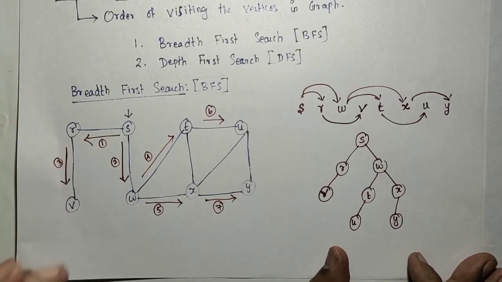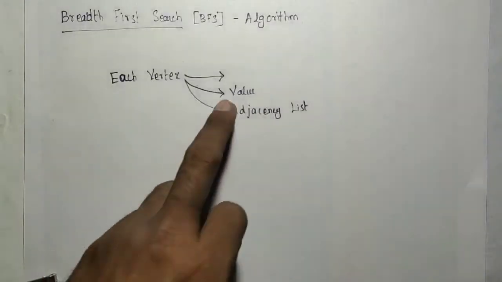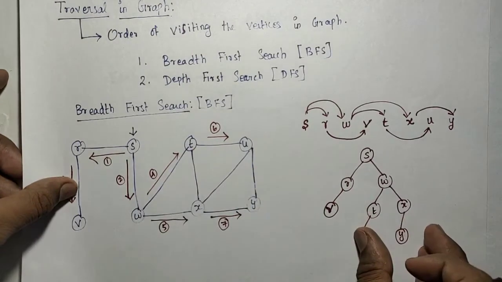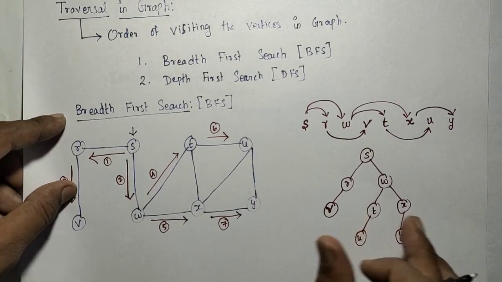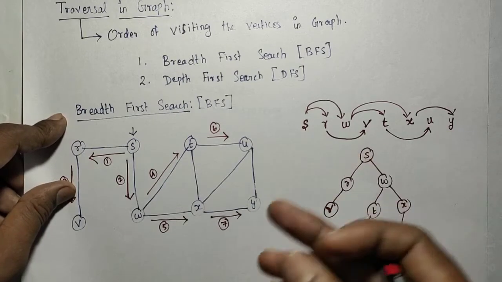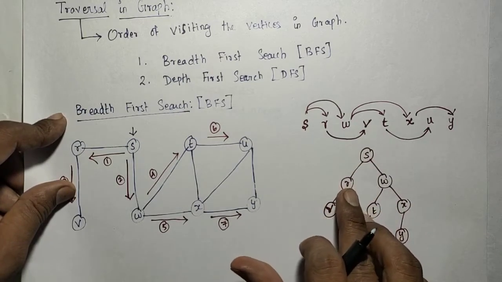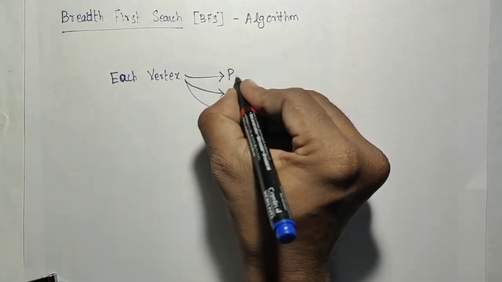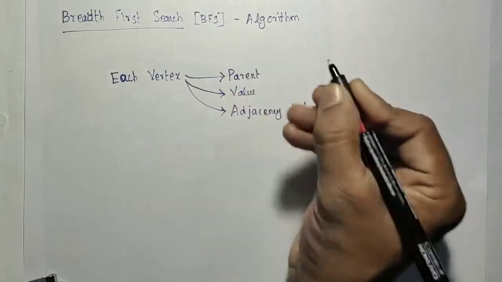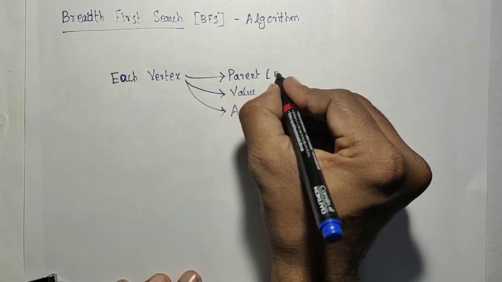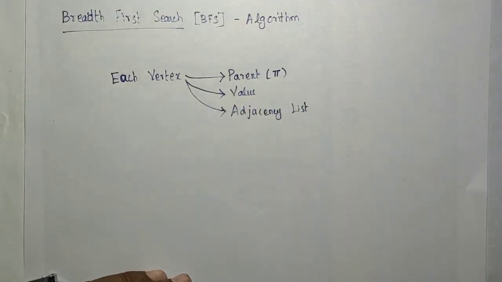In a graph, there is no term parent. Usually we will not have that parent property, but in the breadth first search algorithm we need to use the parent property, because the resultant BFS will give one tree. In the tree we need to know that a particular node is visited by whom, so that is the parent of a particular node, which is usually represented by the symbol pi.